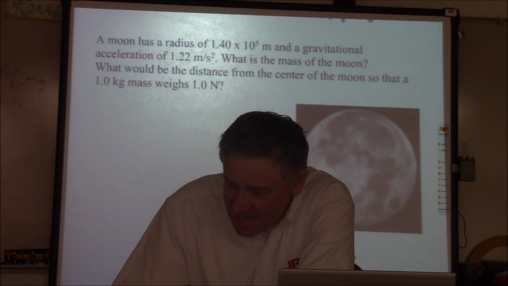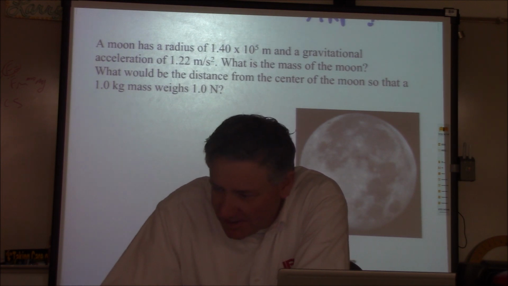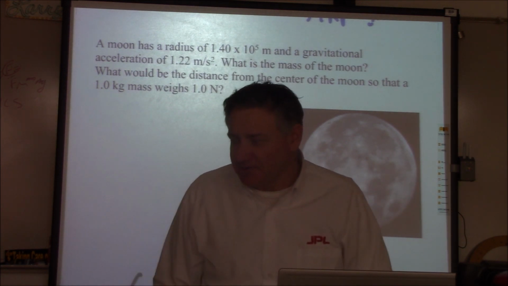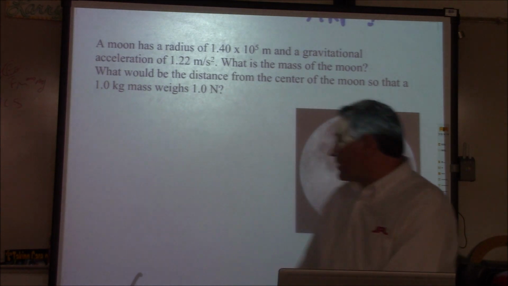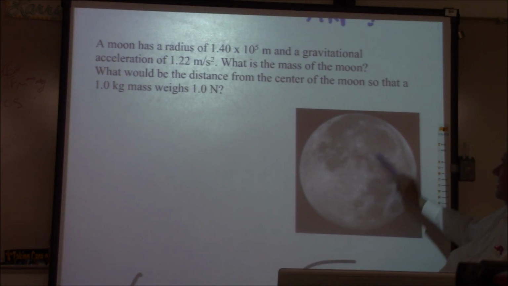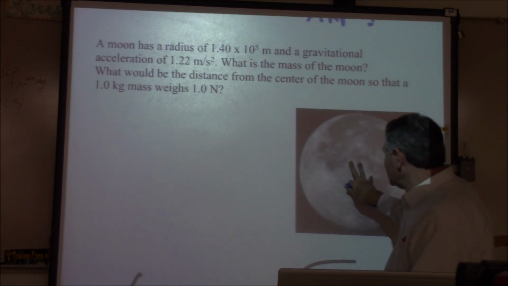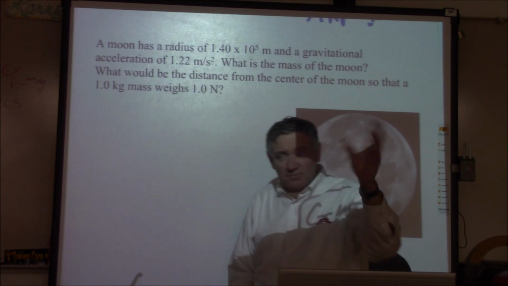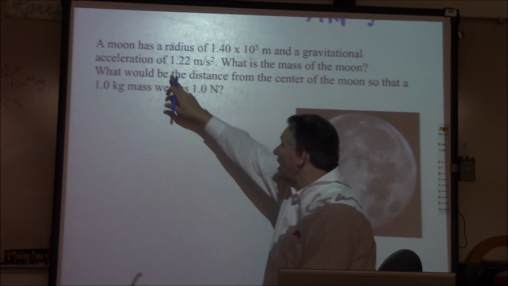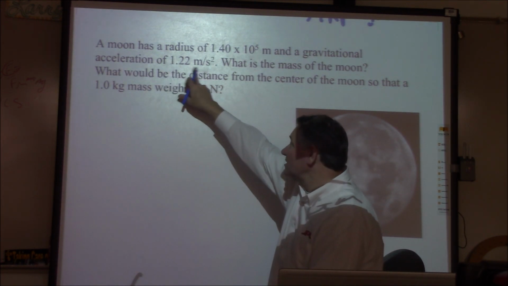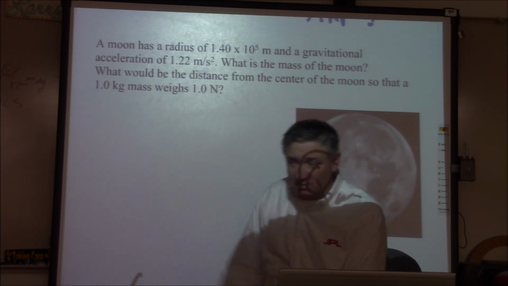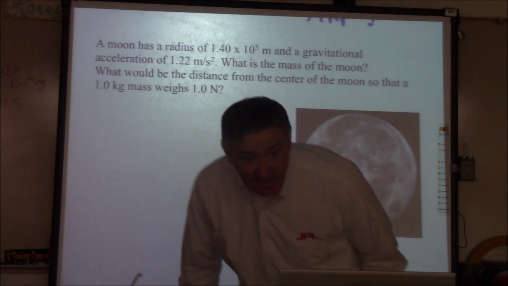So here's the last big problem that we need to work. And if you can do this one, then we're going to be doing okay. So here's this moon, here's the radius, 1.40 times 10 to the 5th meters. And we know that, so we've landed on the moon, and we've set up our little pendulum, or we've done something, and we figure out the gravitational acceleration is 1.22 meters per second squared, which isn't very big, okay?